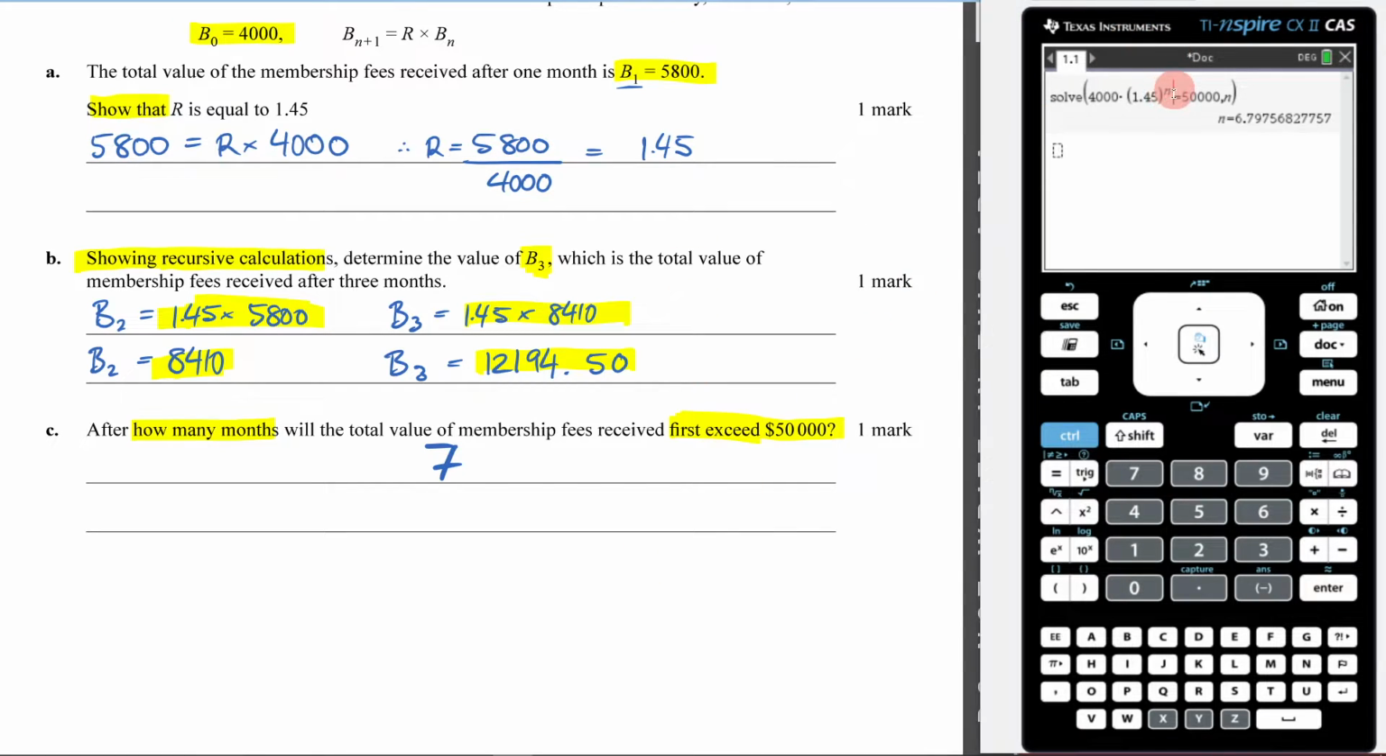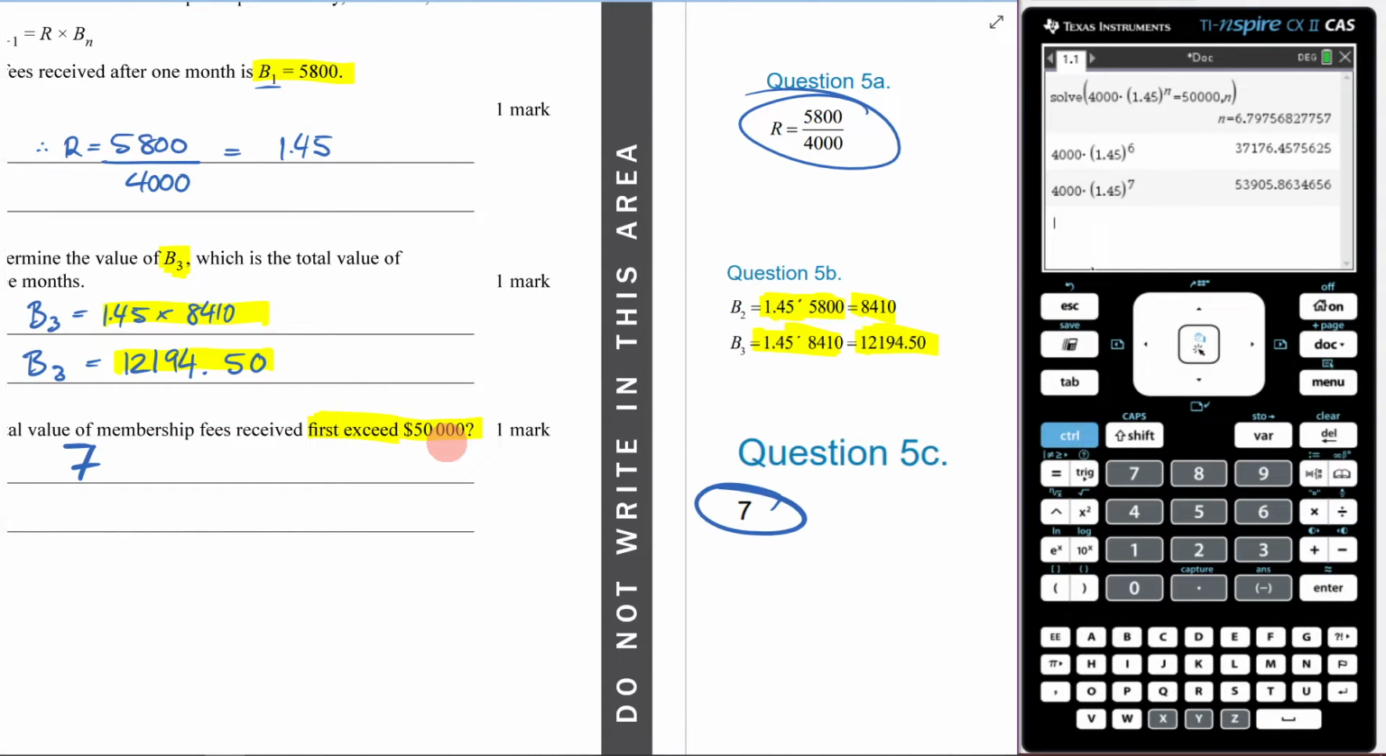And we can show this by, like, if I did 6, see how I'm not over 50,000? I'm at 37. But if I hit 7 there, now I'm over $50,000. So that's why we know the answer is 7. And sure enough, if we look at our examiner's report, the answer is 7.